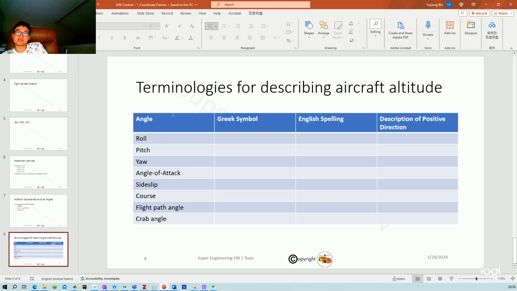Alright, I think I covered mostly all the stuff. Since this video is long, in the next video I will cover this table, which introduces a little more terminology, like angle of attack, sideslip angle, course angle, flight path angle, and crab angle. Those are terminologies that we need to understand in order to learn vehicle dynamics and control.